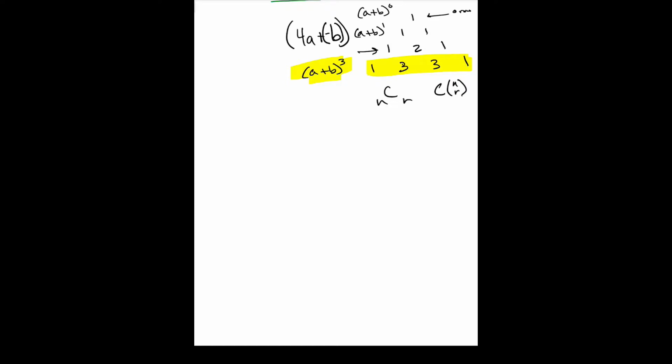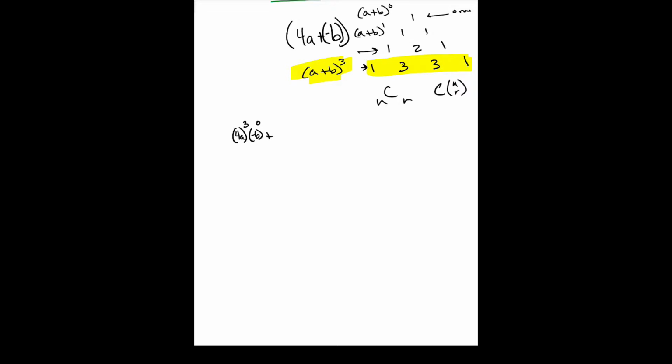So recall that I'm going to have my a term raised to the third power times my b term raised to the 0 power, and then of course I'll have some coefficient here that will be determined by this row, which I already know, 1, 3, 3, 1, right? So what's my a term? My a term is 4a. So it's the 4 and the a that are raised to the third power. And then my b term is negative b. It's raised to the 0.